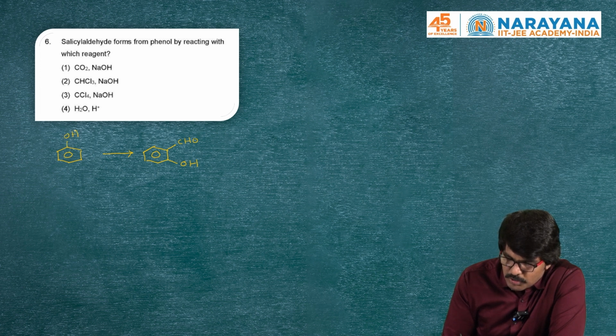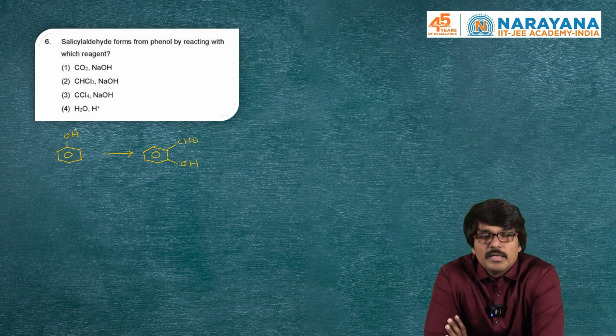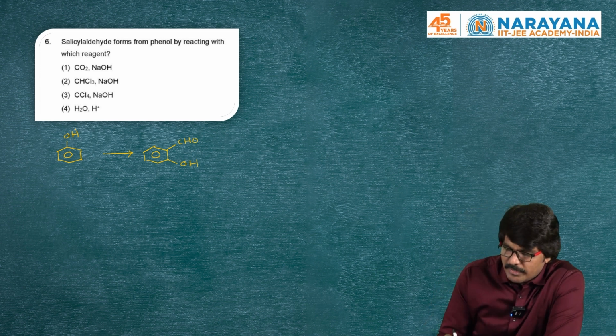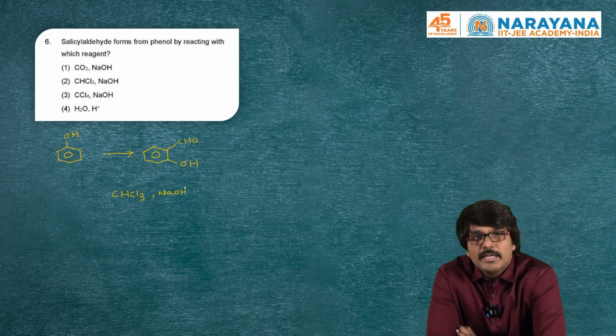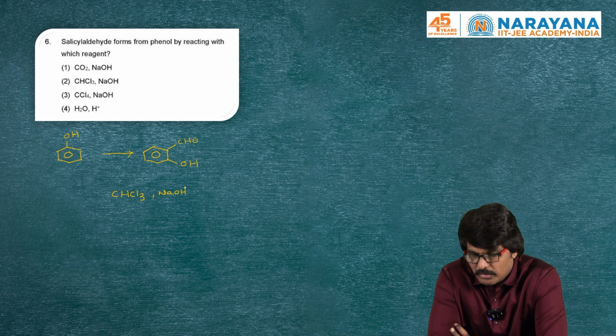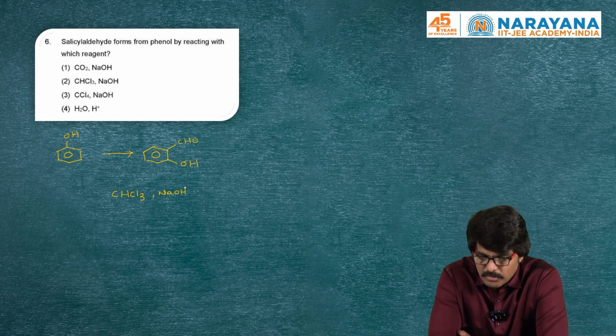So phenol undergoes electrophilic substitution reactions, but here we need to install a formyl group. Installation of a formyl group is definitely possible in the Reimer-Tiemann reaction. So the suitable reagent for this is CHCl3 and NaOH. If you use carbon dioxide, you will be getting orthohydroxy benzoic acid, that is salicylic acid. And here the best option is the Reimer-Tiemann reaction. Even if you use CCl4, you will be getting carboxylic acid only.